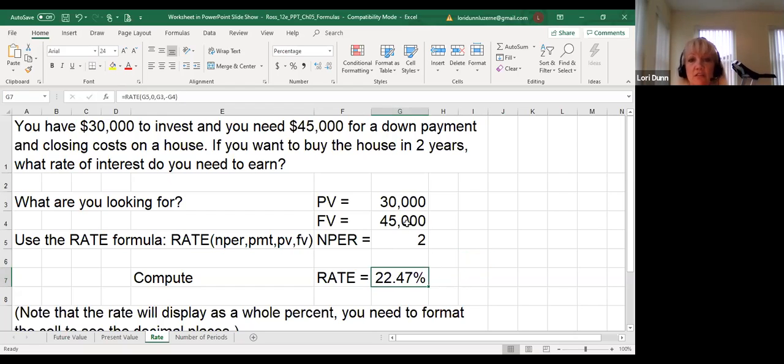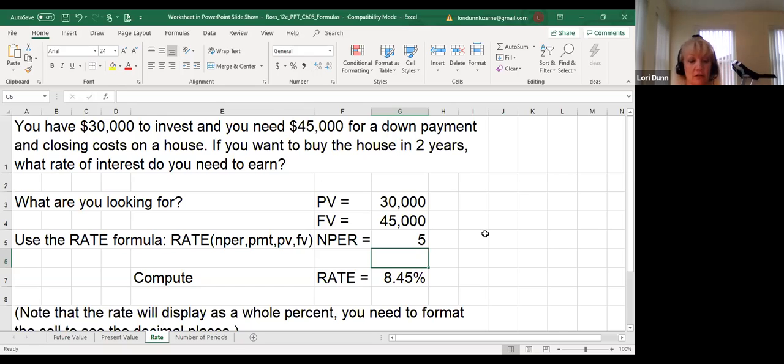But let's say you're sitting there going, well, I'm never going to find something that earns a rate of 22.47. Maybe I'm being a little unrealistic with how many periods it will take. Maybe I could wait 5 years instead. Watch how your rate changes. Now you just need to find an investment that pays 8.45% interest. So you could see how quickly Excel will recalculate that rate for you.